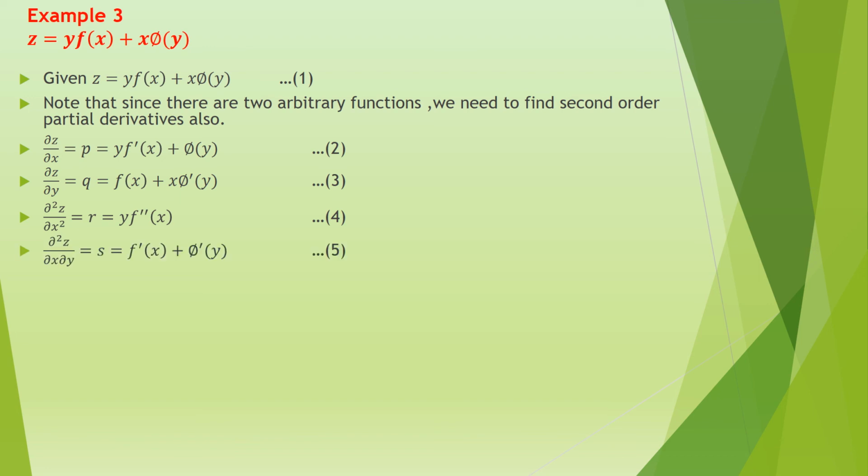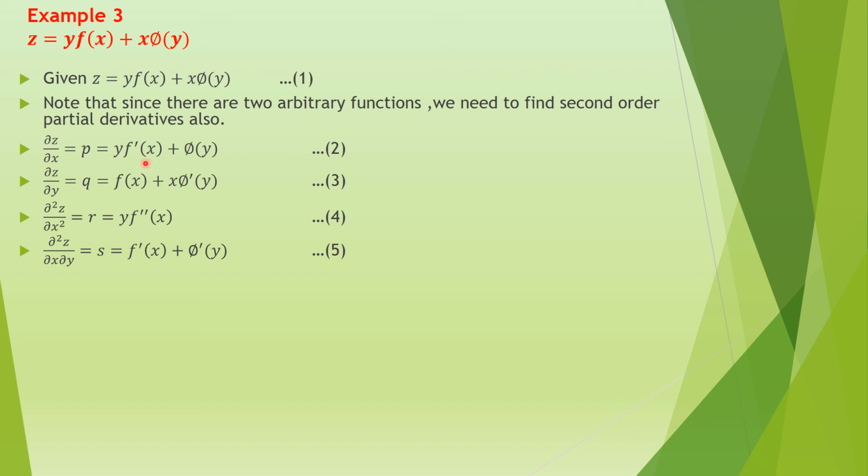Now dou square z by dou x dou y, we have to find s, that is the notation, dou square z by dou x dou y. How we will find? Either you differentiate dou z by dou x with respect to y again, or you differentiate dou z by dou y with respect to x again, because dou square z by dou x dou y or dou square z by dou y dou x, both are same. So now let me differentiate equation 2 itself with respect to y.